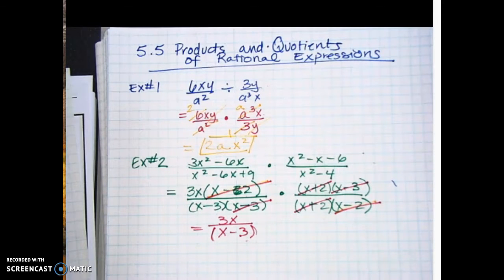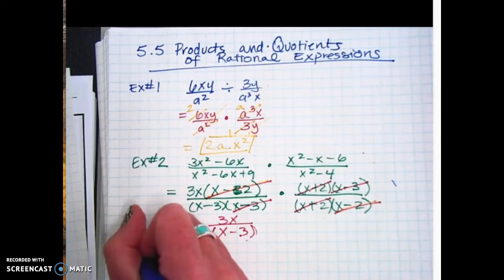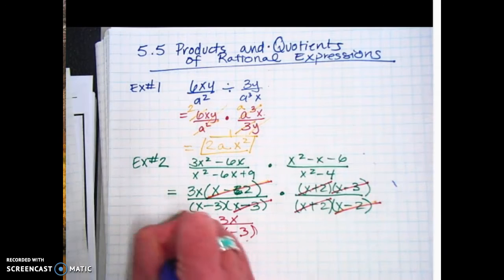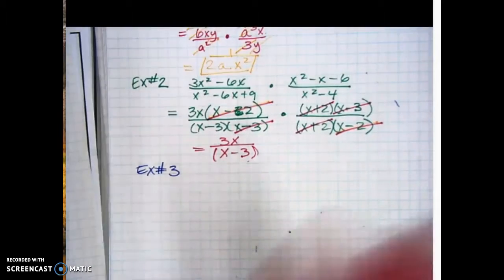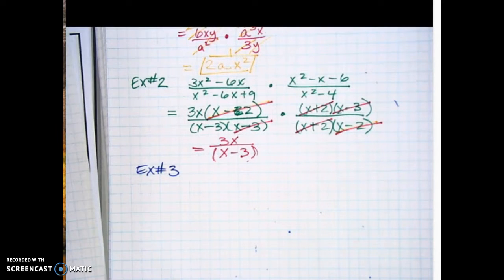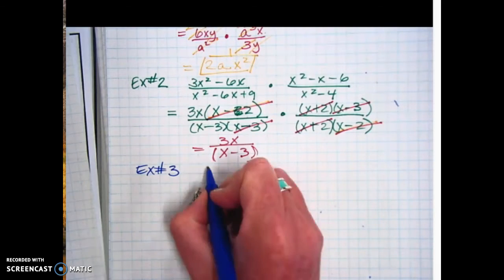All right, any questions on example 2? All right, example number 3. I'm going to put a fraction within a fraction. So we're going to have like a double quotient. Okay, so here we go.